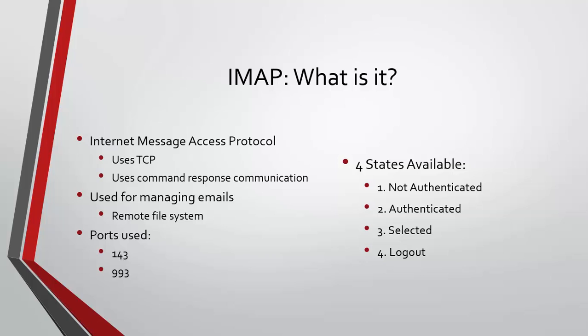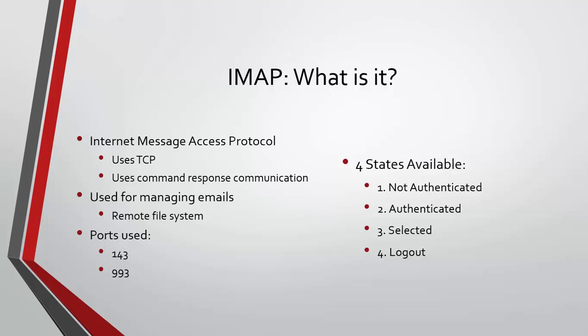Next, I'm going to be talking about IMAP. IMAP is short for Internet Message Access Protocol. It uses TCP, and just like POP3, it uses the command and response communication. So like I discussed earlier, the client sends a command to the server, and then the server processes those commands and sends out the requested information. The same thing happens in IMAP as POP3.